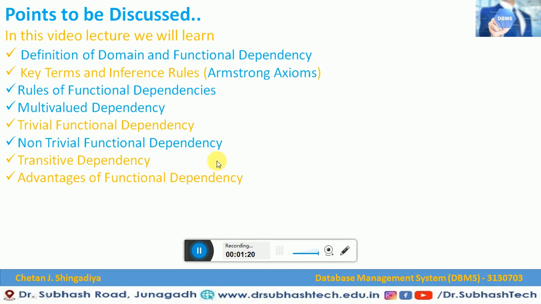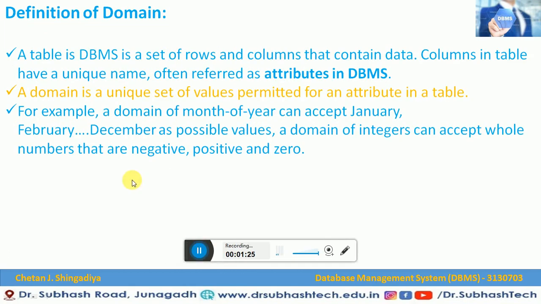In a DBMS, what is a table? A table contains a set of rows and columns that contain the data. And each column in a table has a unique name. It's often referred to as attributes in a table of DBMS. A domain is a unique set of values which is permitted for an attribute in a table.